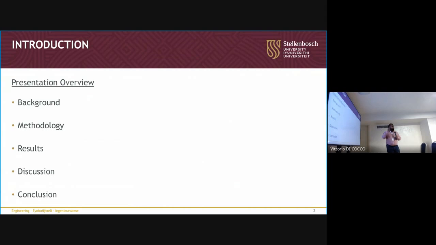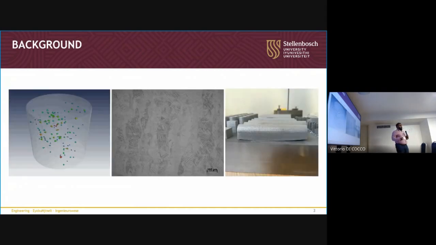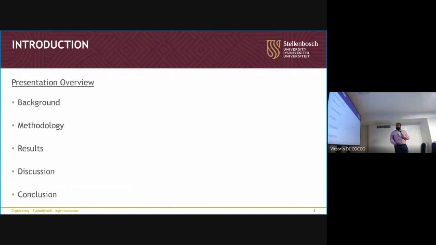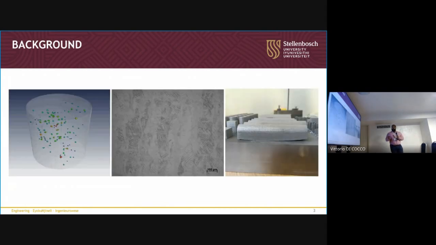So to give you an overview, I'll give some background to what I'm doing, the motivation essentially, before some of the methodology, some of the results, what some of those results mean, and we'll finally conclude. Right, so I want to go through the whole process of additive manufacturing. It's been done, and there'll be a few more presentations on that. But simply put, 3D printing with lasers and metal powder.